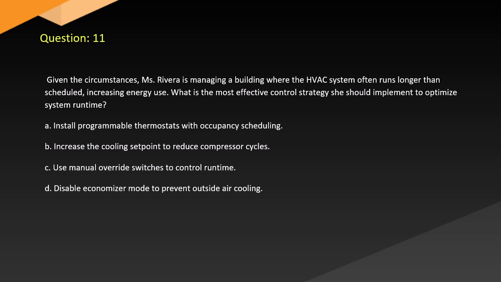A. Install programmable thermostats with occupancy scheduling. B. Increase the cooling set point to reduce compressor cycles. C. Use manual override switches to control runtime. D. Disable economizer mode to prevent outside air cooling.